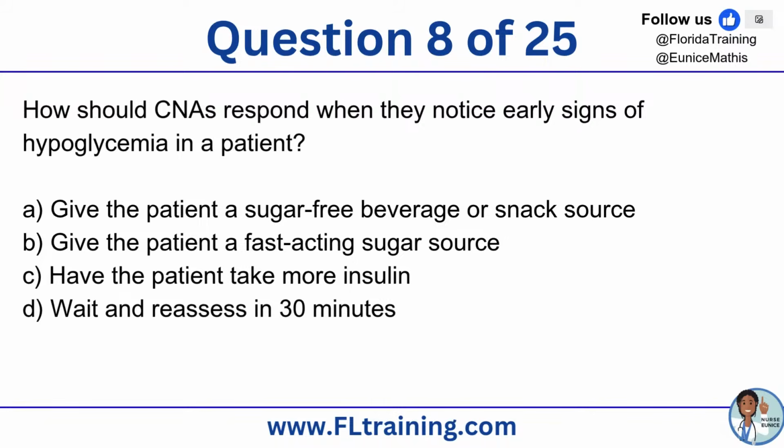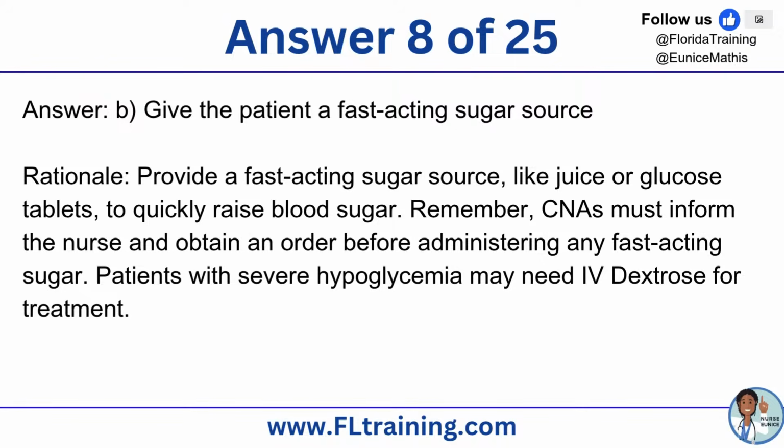And you have the correct answer. That's right. I'm going to tell you that, hey, Lucas, go and get the orange juice. It is B. So provide a fast-acting sugar source. We're not giving them anything sugar-free. And so that could be juice. You as a CNA would not have access to glucose tablets unless this was a home care patient. But whenever we give them a source of fast-acting sugar, it acts to quickly raise the blood sugar. Remember, CNAs must inform the nurse and obtain an order before administering any fast-acting sugar.